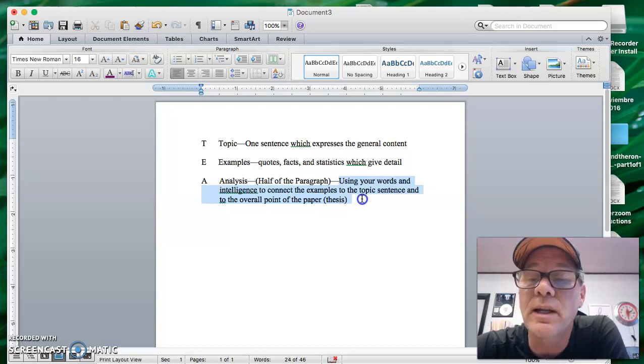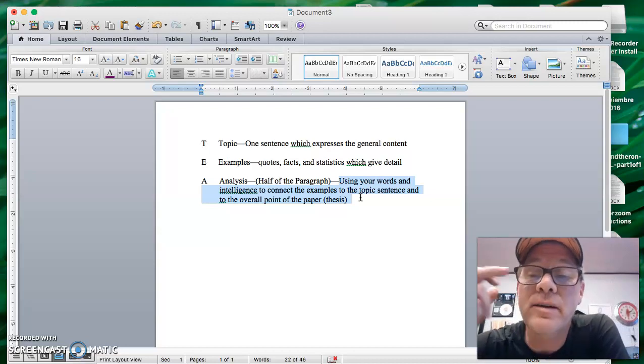So again, we're dealing with a very mathematical, very logical way of constructing an essay. This is all tied together. In the introduction, the hook, stakes, and thesis flow together. They connect logically. Here the same thing is true. The topic should flow into the examples. The examples should flow into the analysis.